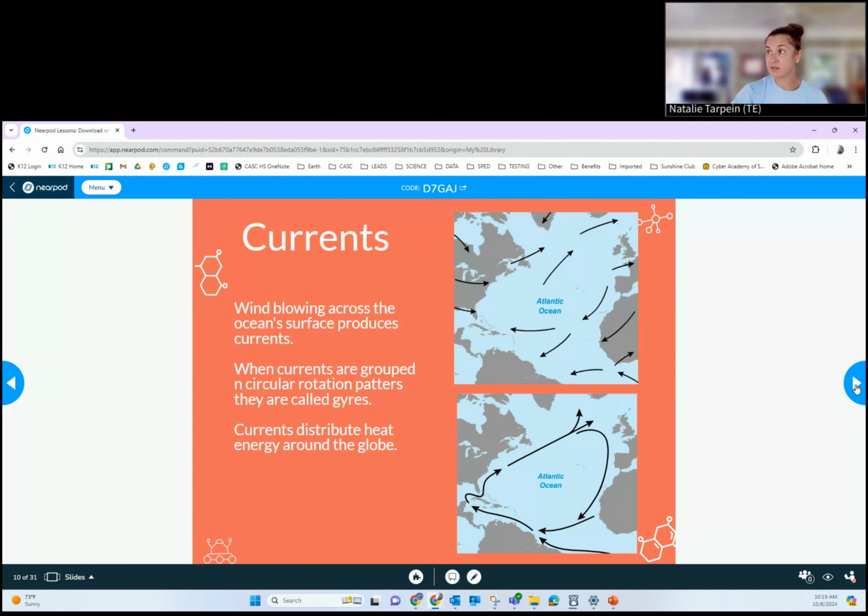Okay, so currents are produced in basically two ways. One is from the wind that we've been talking about, wind blowing the surface of the water, producing currents. And so that's kind of what we're looking at here. When currents are grouped in circular rotation patterns, they're called gyres. And here you can see these are the directions of the wind, all these arrows. So we've got some coming southwest, some going east, and then some going kind of to the northeast.